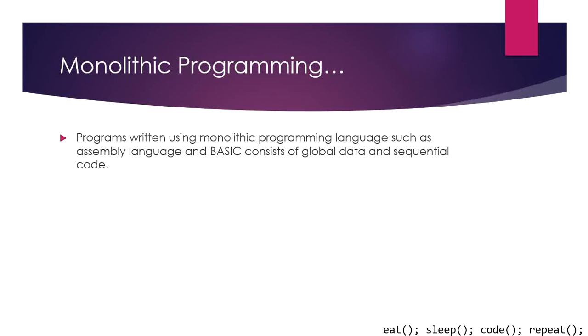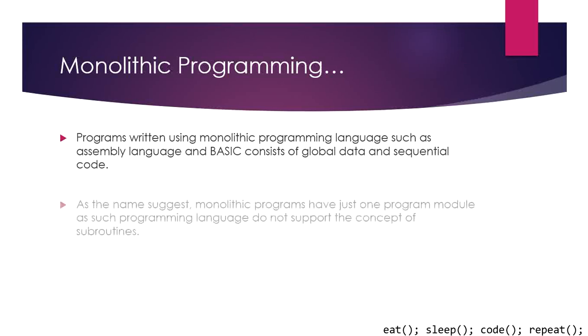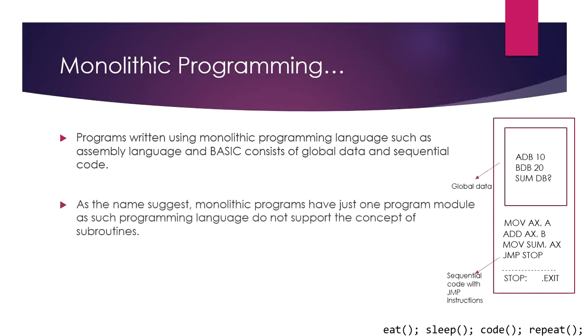What is monolithic? The word only suggests you're going to use a single thing, and that single thing is a program. So mono. Programs written using monolithic programming languages such as assembly language and BASIC consist of global data and sequential code. I'll give you an example. This is global data and this is sequential code. There is a disadvantage, of course, because we just have data which is global and anyone can modify that data. We don't want that.